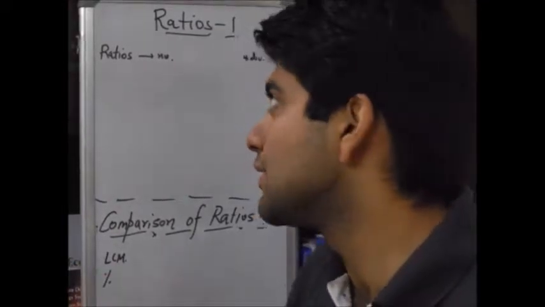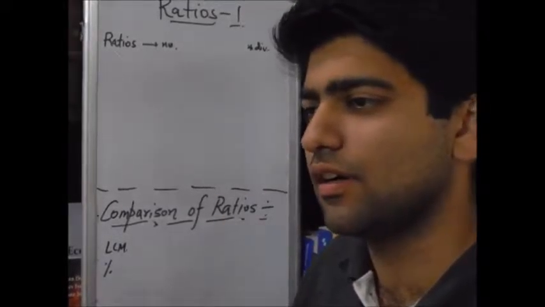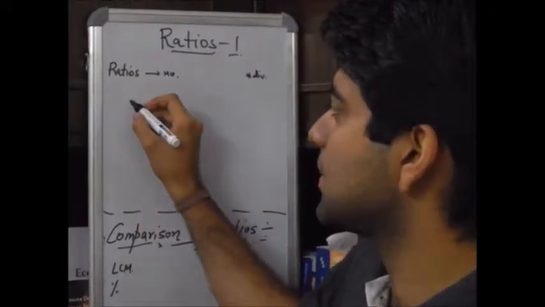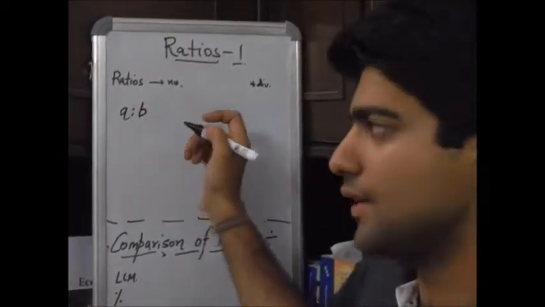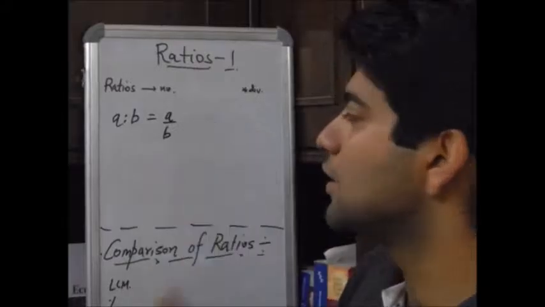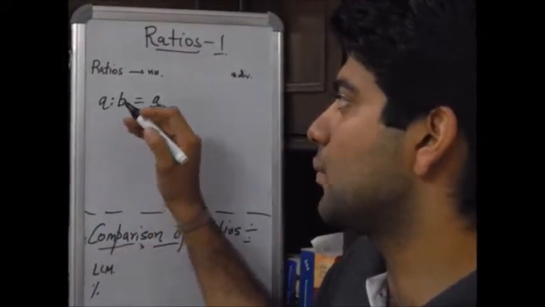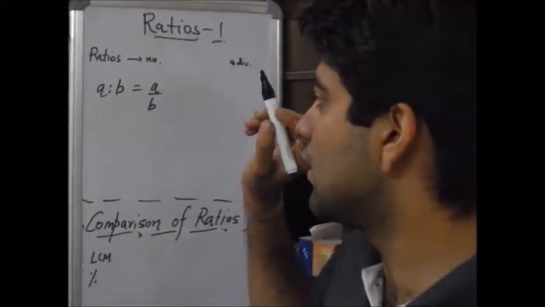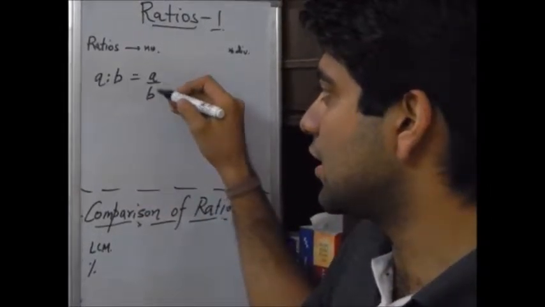So let's start. Ratios. Whenever you talk about ratios, two things would come to your mind. How do you express a ratio? You would express it as A colon B. What it actually means is A upon B. So if I say two numbers X and Y are in the ratio A is to B, what I would actually mean is, in a simplified form, they are A upon B.